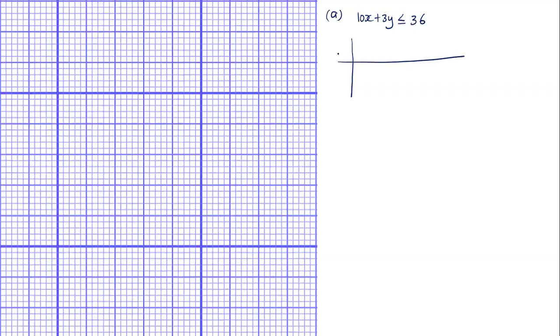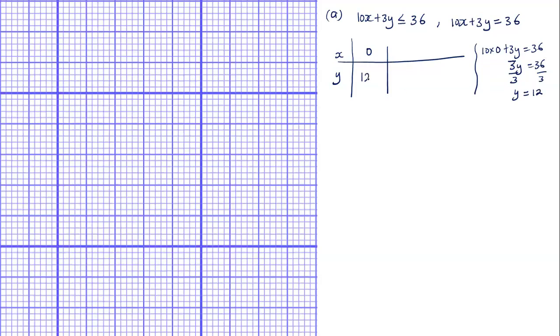Now I'll come here, I'll have my x and y, but I first write my boundary equation. So my boundary equation is going to be 10x plus 3y is equal to 36. Now I ask myself, what happens when x is 0? I'll come back in my equation. I say 10 times 0 plus 3y is equal to 36. So 3y is equal to 36, divide by 3, and my y will equal 12. So here I'll have 12.